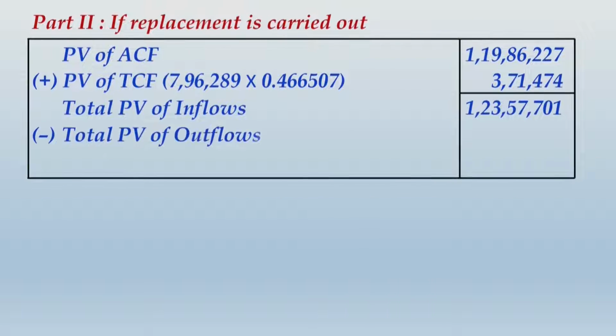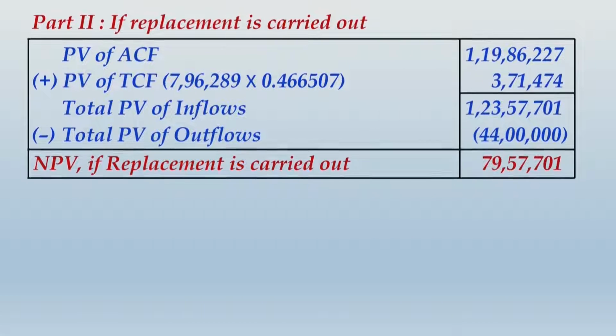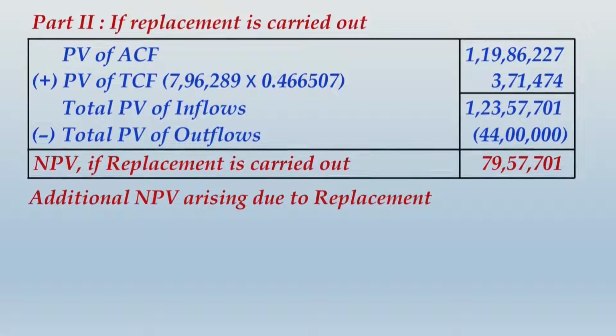From that we subtract the PV of outflow. Mind it, this outflow will arise only if replacement is carried out. So the very first working note in your solution indicated this amount of present value of outflow if the replacement is carried out. Now look at one thing, what will be the NPV if replacement is carried out? It is 79,57,701. Now what is the additional NPV arising due to replacement?